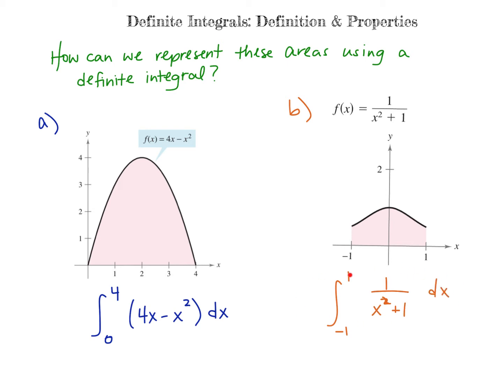So this expression right here, the integral from -1 to 1 of 1 over x squared plus 1 dx, represents the area underneath this curve here from -1 to 1.